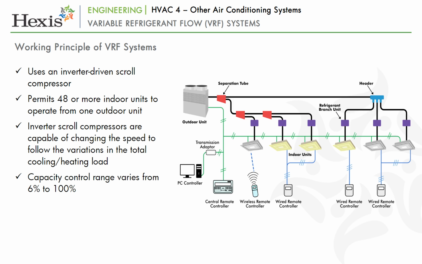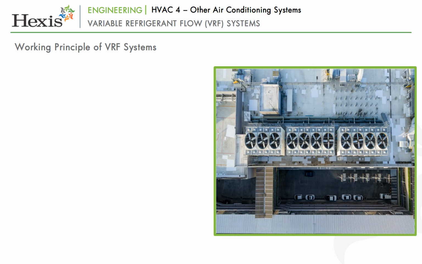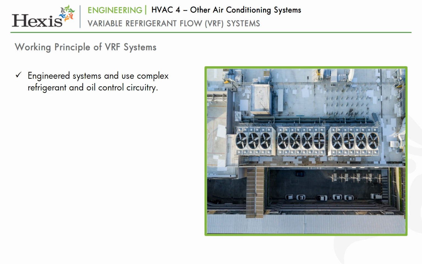The capacity control range can be as low as 6% to 100%. Refrigerant piping runs of more than 200 feet are possible, and outdoor units are available in sizes up to 240,000 BTUH. VRF systems are engineered systems and use complex refrigerant and oil control circuitry.